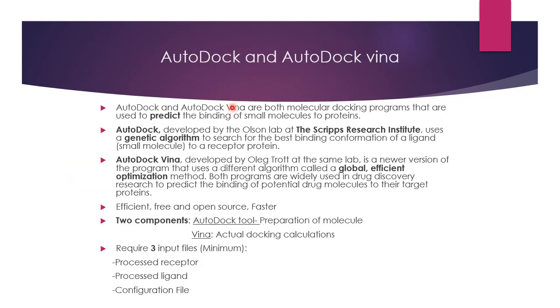Here is the basic overview of AutoDock and AutoDock Vina. Both are molecular docking programs to predict the binding of small molecules and proteins. AutoDock Vina is a newer, faster and more efficient version, based on global and efficient optimization. Two components are present in AutoDock Vina. First is AutoDock Tools, which is used for preparation of the molecule, then Vina, which actually performs the calculation. These are the three basic input files that Vina takes: the processed receptor, the processed ligand, and the configuration file.